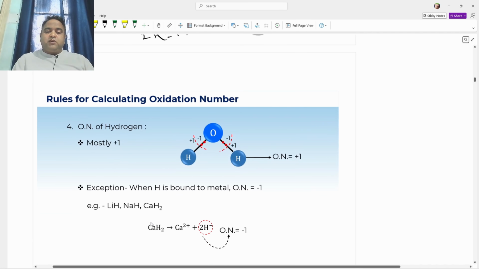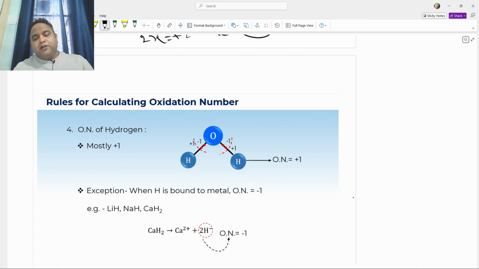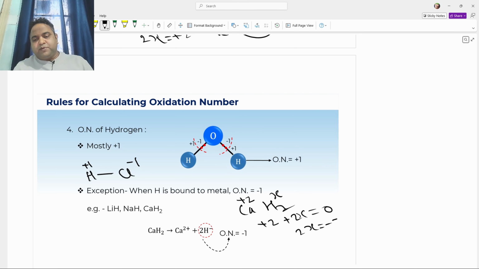This is all about it. How to count the electrons towards any element: when we talk about hydrogen, if hydrogen is going to make a bond with a non-metal, the non-metal will carry negative and hydrogen will carry positive. But when hydrogen is going to make a bond with calcium, say CaH2, we are sure calcium must have plus 2, but we have a doubt about hydrogen. Consider it as x. Now plus 2 of calcium plus 2 into x is equal to 0. Now 2x is equal to minus 2. x will be equal to minus 1.